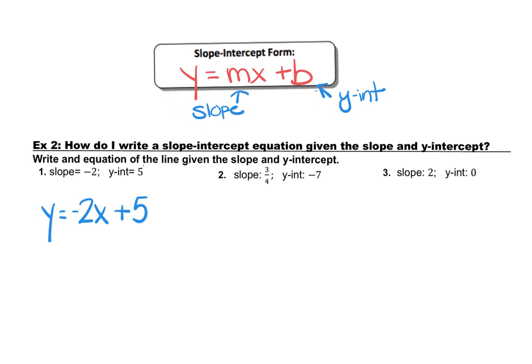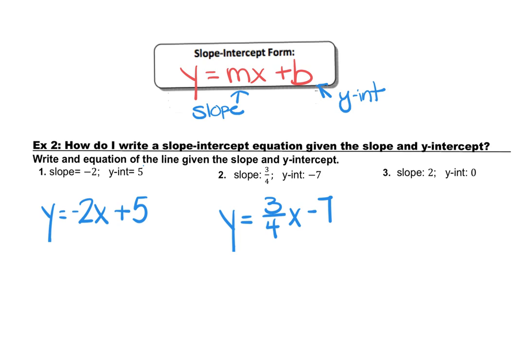For question number 2, we have, again, y is equal to, and now we've got a slope of 3/4, so we're going to put 3/4 next to the x. And then because I've got a y-intercept of -7, you could certainly do +(-7), but the better way of writing that, if you've got a negative y-intercept, is to just then put -7.